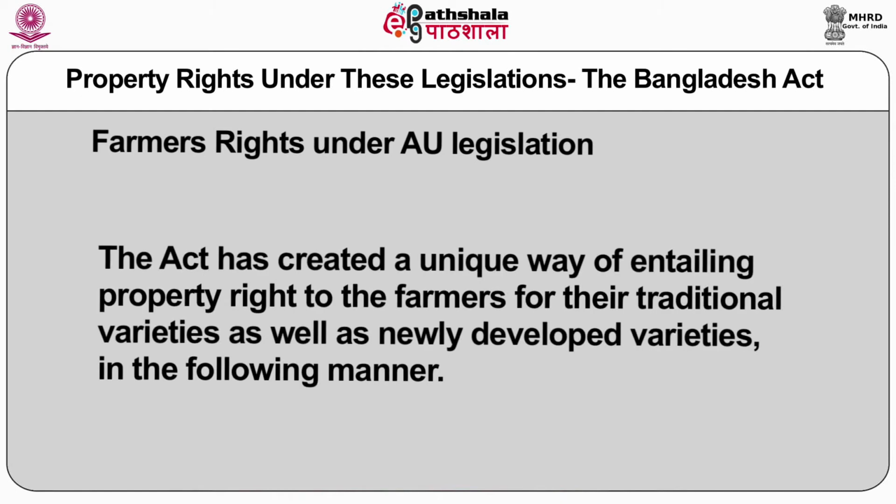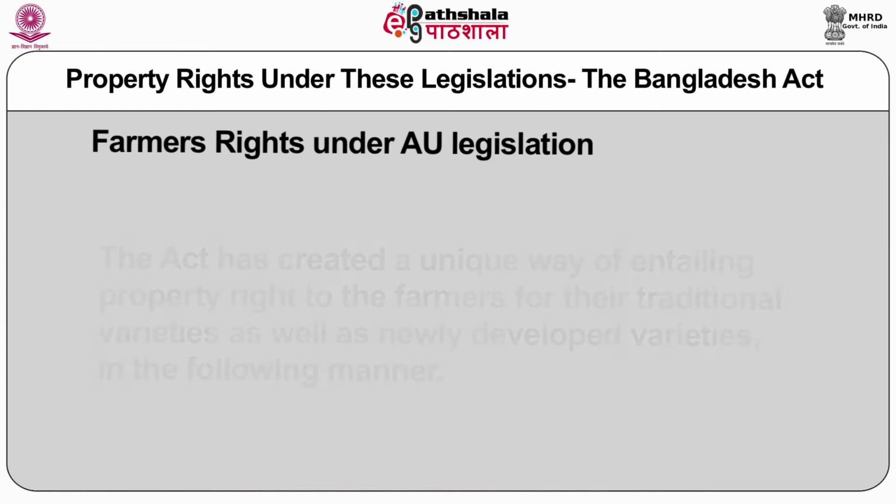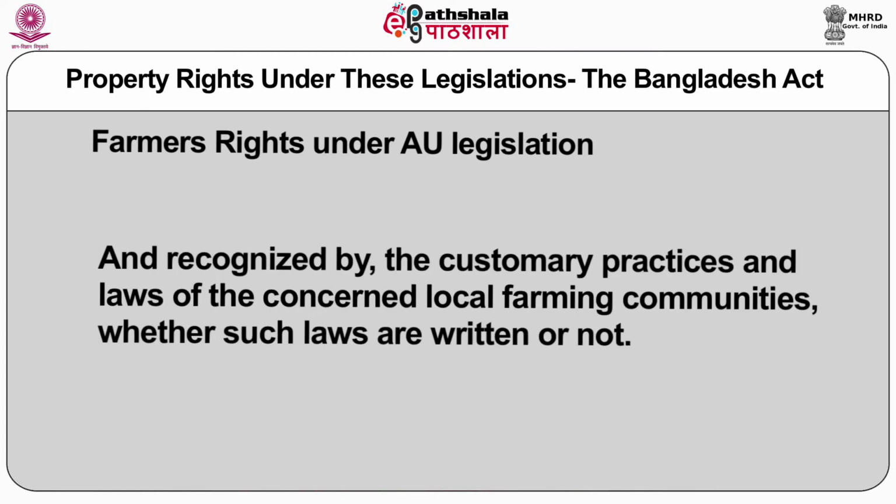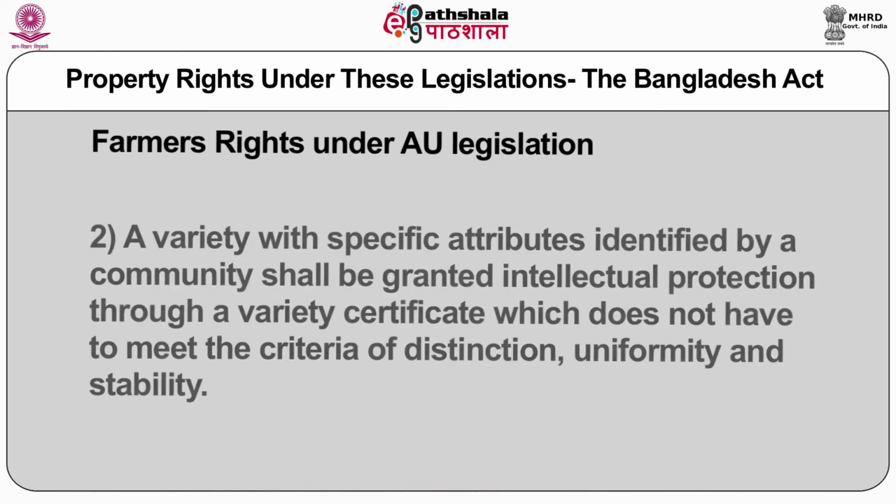The Act has created a unique way of entailing property right to the farmers for their traditional varieties as well as newly developed varieties in the following manner. Section 25, Clause 1 of the model legislation says, farmers' varieties and breeds are recognized and shall be protected under the rules of practice as found in and recognized by the customary practices and laws of the concerned local farming communities, whether such laws are written or not.